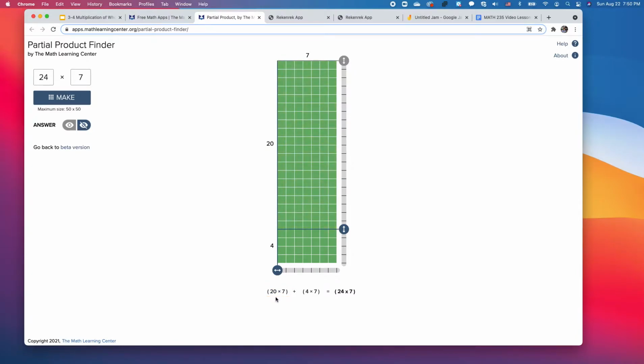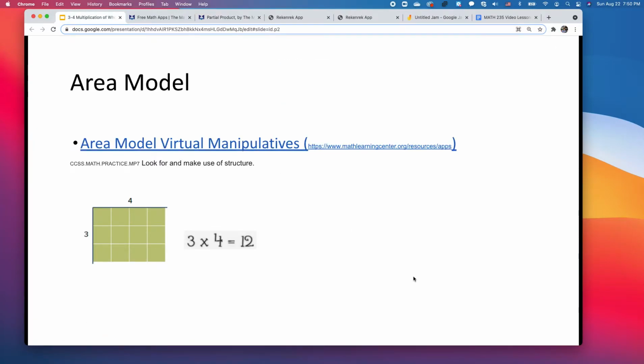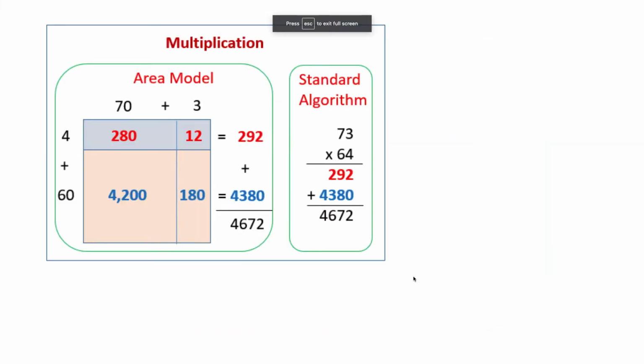Because we know that this is 140 plus 28, which is 168, right? So it comes to you so much easier. Okay, so that is the area model.